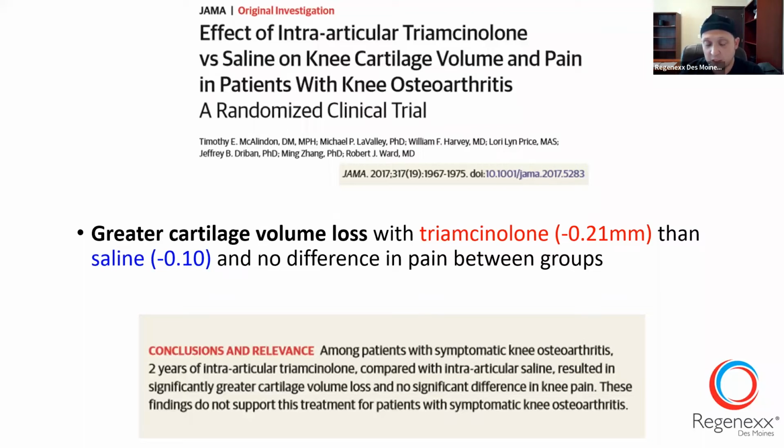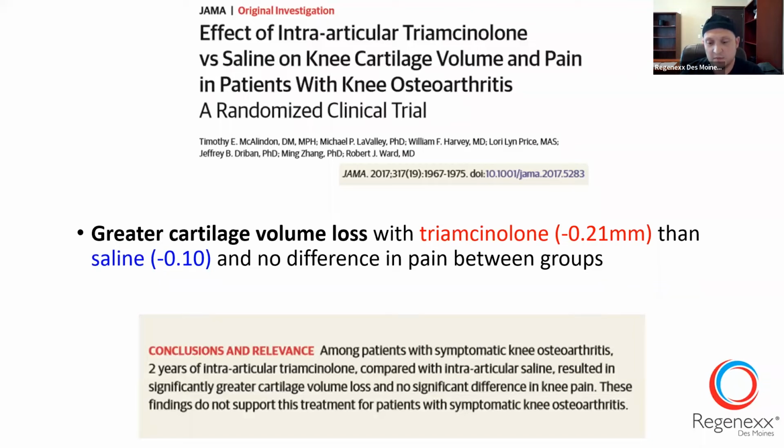This study looked at 40 milligrams of triamcinolone, brand name Kenalog, and most of the patients I'm seeing are getting at least 80 milligram doses. So this was half the dose of what we see, but over the 2-year period, they found zero difference in pain in patients injected with steroid versus saline, just sterile salt water. Pain was no different at the end of 2 years. And what they found was that the cartilage thickness was twice as low, double the rate of cartilage loss in the patients getting steroid as opposed to the patients getting saline.